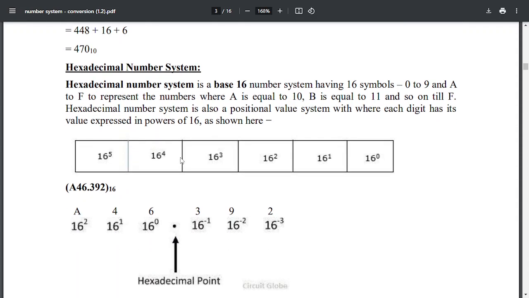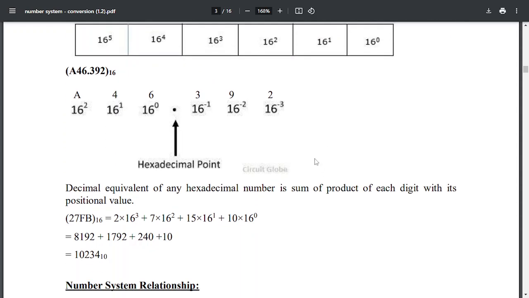Hexadecimal number system. In the hexadecimal number system, there are a total of 16 symbols, ranging from 0 to 9, and after 9 the numbers are represented as follows: 10 is represented with A, 11 with B, 12 with C, 13 with D, 14 with E, and 15 with F. It is also a positional value system, where powers of 16 are provided as positional values. The point which separates the decimal part and the fractional part is called the hexadecimal point.